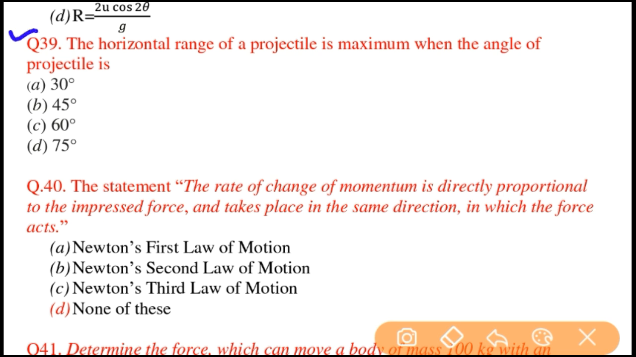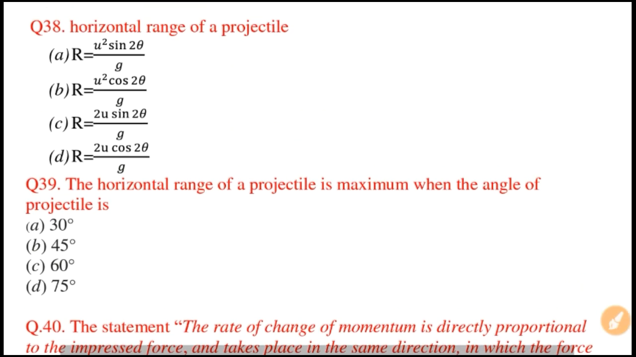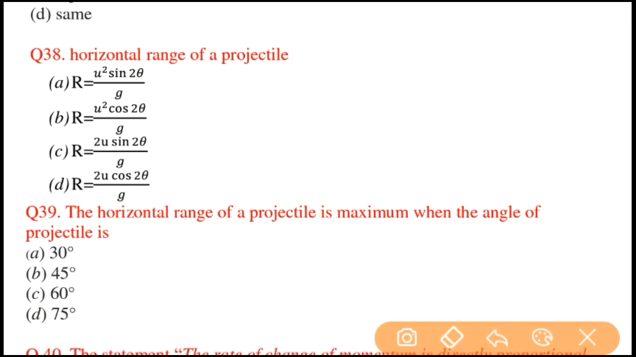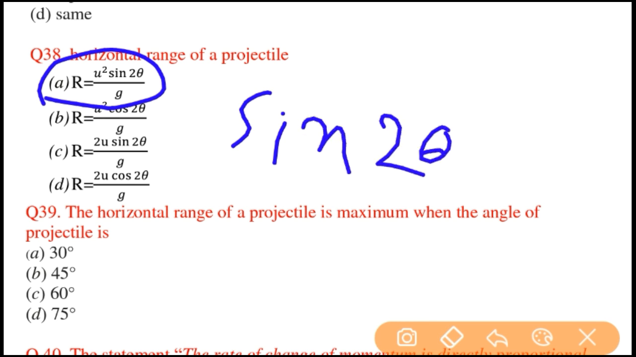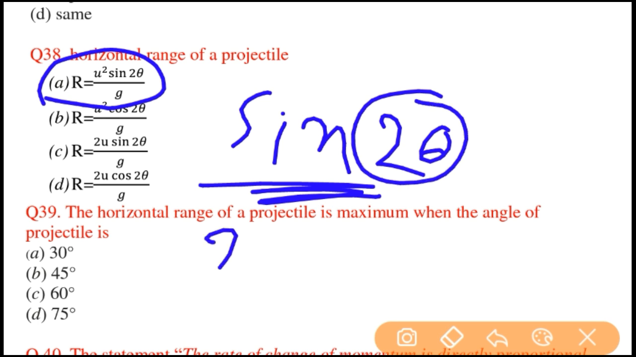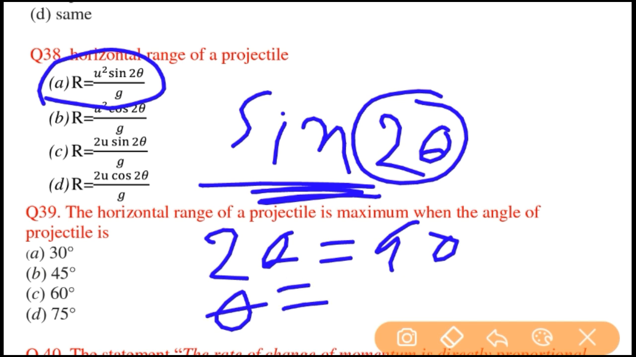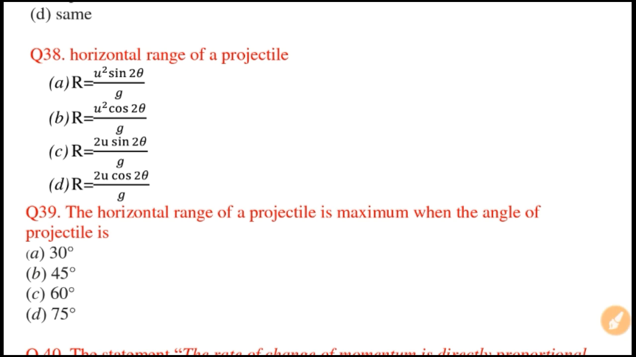In the next question, the horizontal range of a projectile is maximum when the angle of projection is, we know that the horizontal range is given by this formula. So here we have the function sine 2 theta. So the sine function will be maximum when the angle is 90 degree. So 2 theta is 90 degree, so theta equal to 90 by 2, that is 45 degree. So option B will be the correct answer.